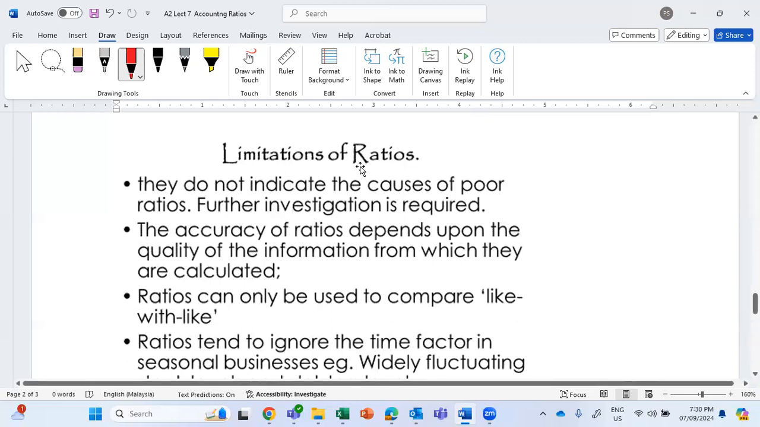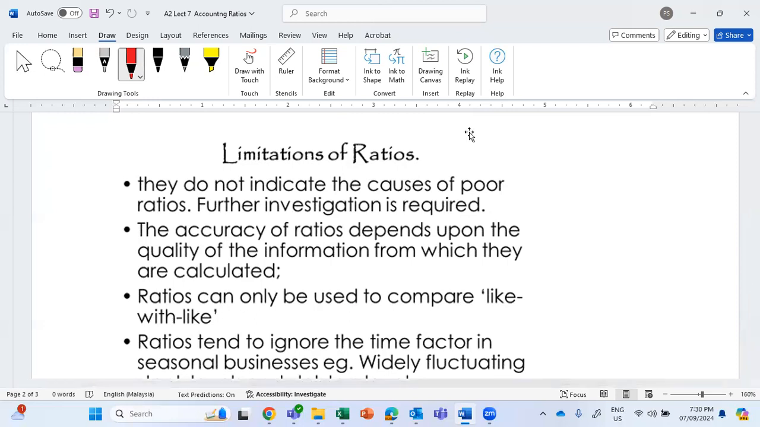Okay, and then for ratios to work, the accuracy of ratio depends on the quality of information. That means how accurate the financial statements have been prepared. So if the financial statements are not accurately prepared, then even if you use the correct formula, you are actually not seeing the true picture.